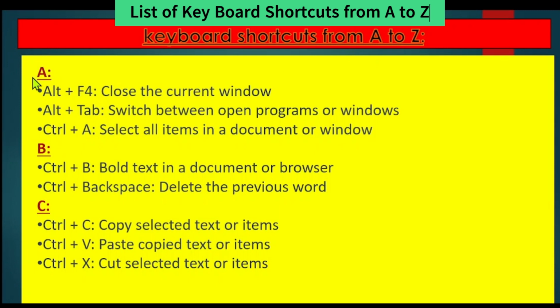A. Alt plus F4, close the current window. Alt plus Tab, switch between open programs or windows. Control plus A, select all items in a document or window.